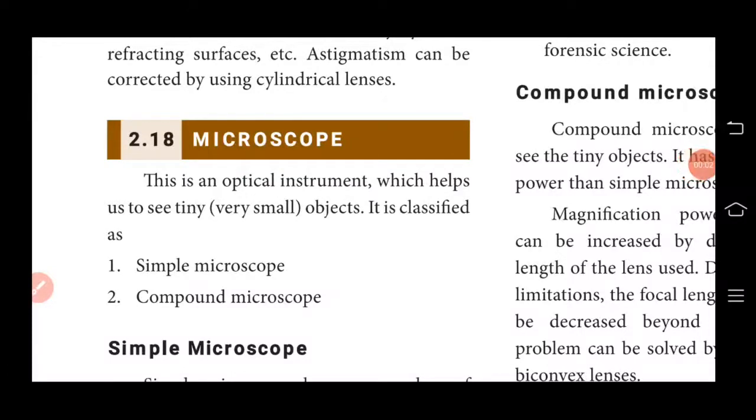Dear students, we discussed three types of microscope: simple microscope, compound microscope and traveling microscope. Among the three, compound microscope is a very important 7-mark question. So first you have to read compound microscope, then simple microscope, and traveling microscope is a 2-mark question.